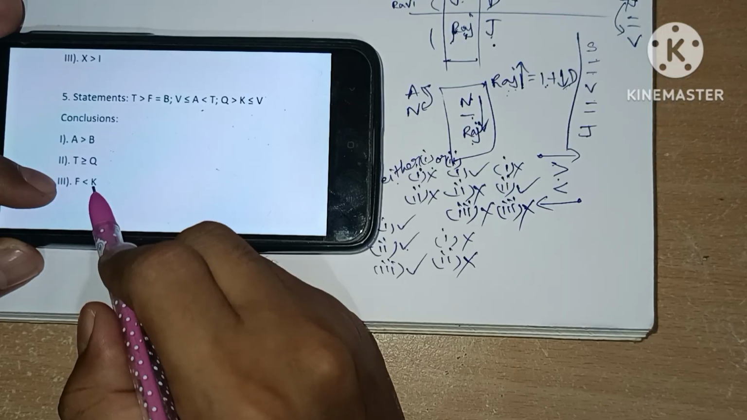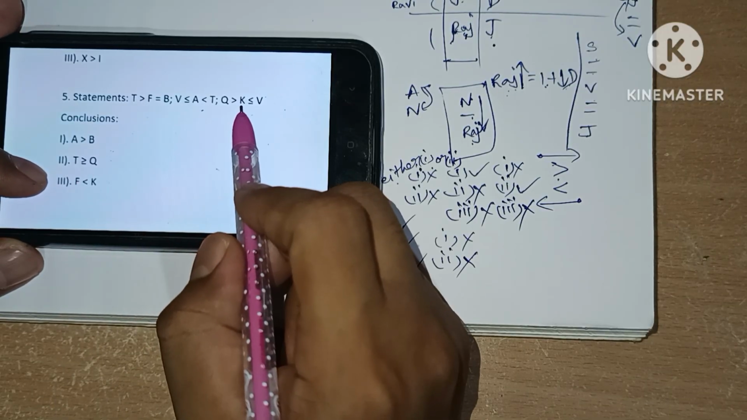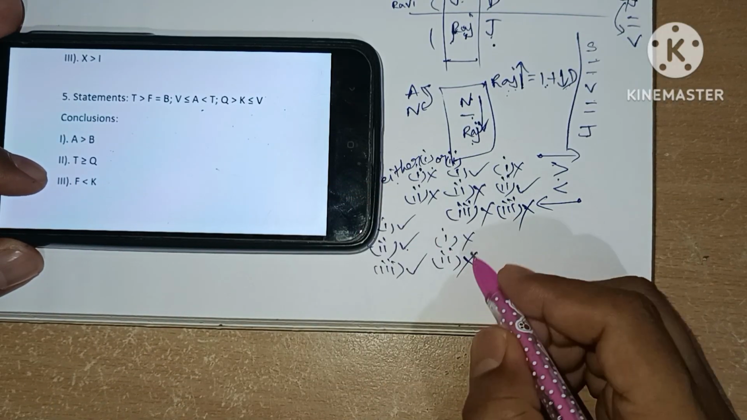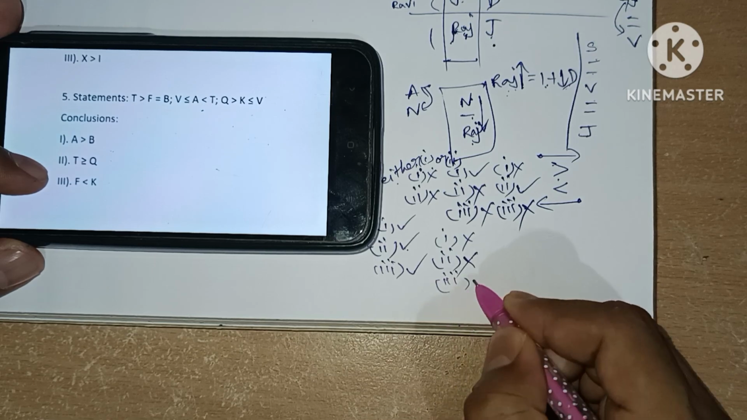Third conclusion, the flow from K to F. From K there is no flow. So third conclusion is false.